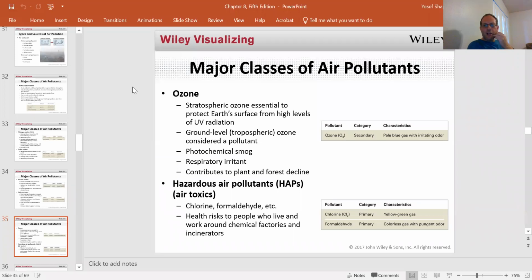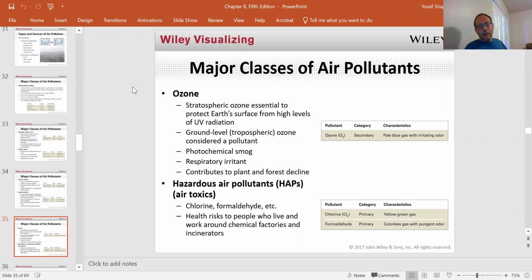Then we have a whole category of HAPs, hazardous air pollutants. If I was teaching my air pollution class, we would go into more detail, but here we're only going to talk about a couple of them, but you should know there's quite a few of these. The list is always growing. Chlorine and formaldehyde are two very common ones.